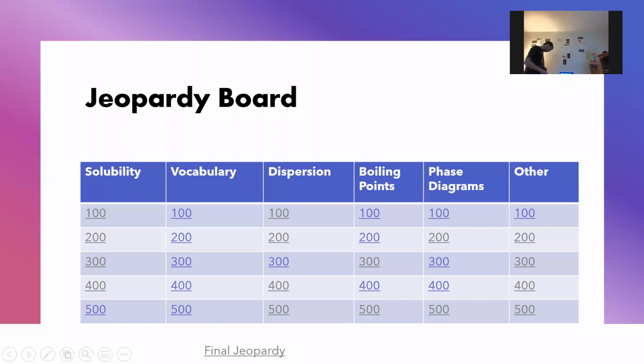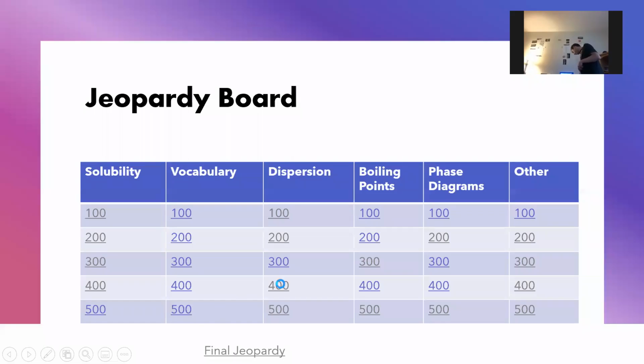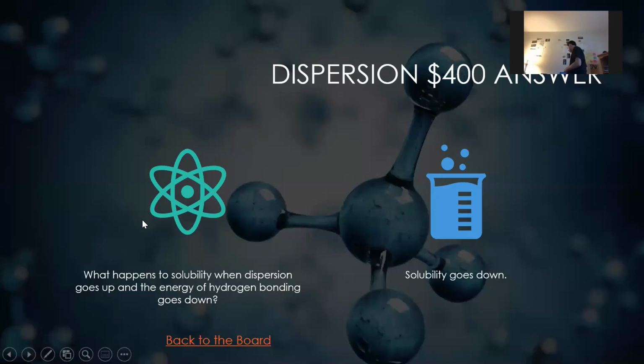See where we're going next. Okay. Next clue, Brookdale Bear. You have the control of the board. Dispersion for 4. What happens to solubility when dispersion goes up? The energy of hydrogen bonding goes down. Iodide. What is it decreases? Decreases. Good. Yes, Iodide. Good move. 400.